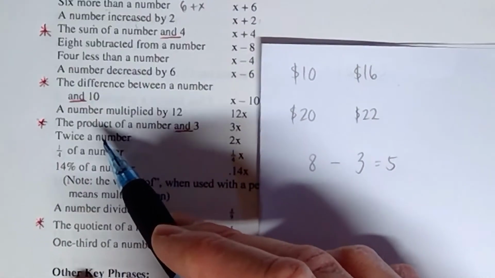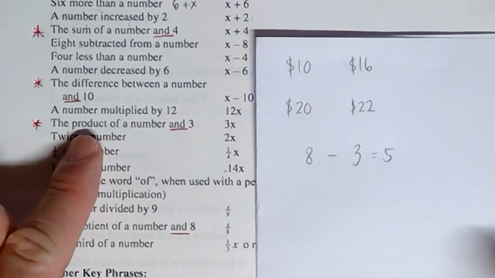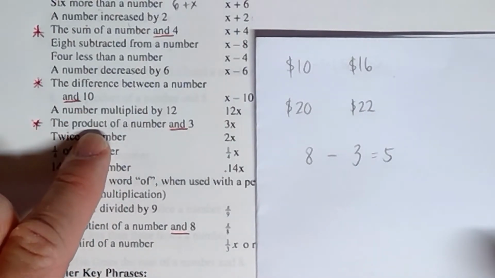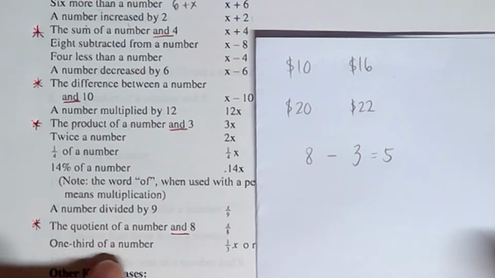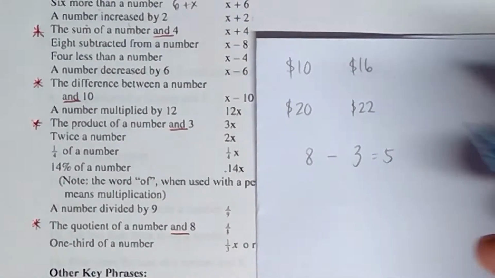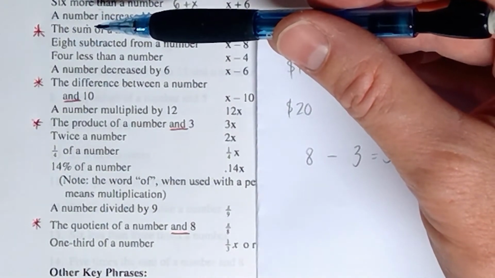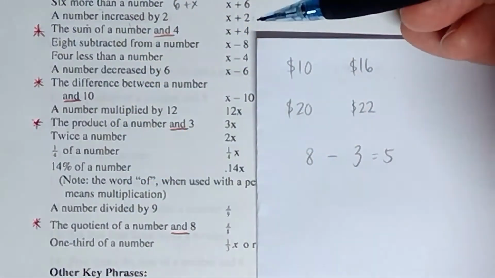Product means multiplication. I don't have a nifty little way of helping you remember that. You just need to remember that, okay? Product means multiplication. And then quotient, again, that just means division. You just need to remember that, okay? So remember what those 4 words mean: sum, difference, product, quotient, okay?